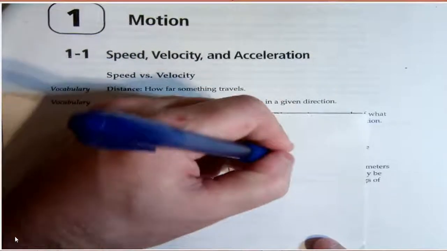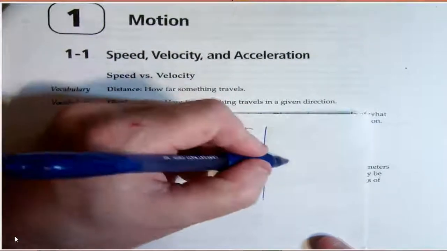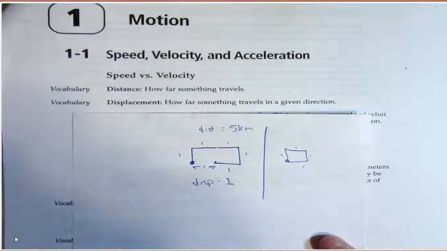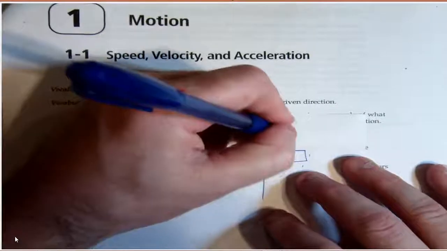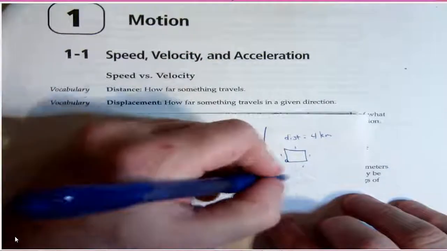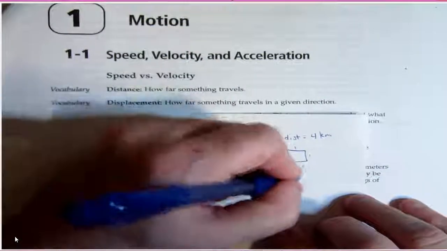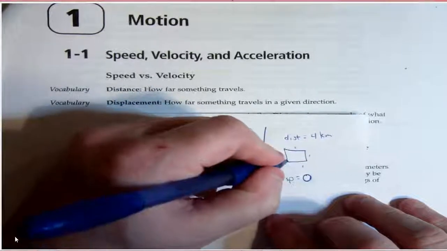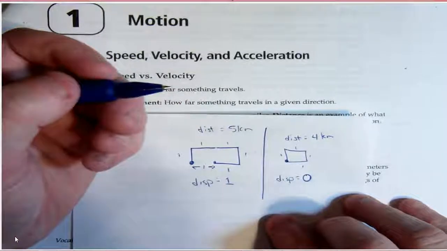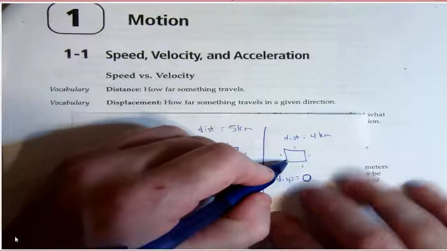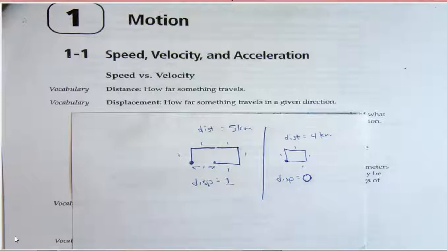So let's say this is my house. Again, every line is 1 kilometer. 1, 2, 3, 4. If you can guess this, your distance is 1, 2, 3, 4 kilometers. Whereas your displacement is actually 0, because you're nowhere further away from your house than you were. You technically haven't really traveled anywhere in a given direction because you ended up back at the same place. So that's distance versus displacement.